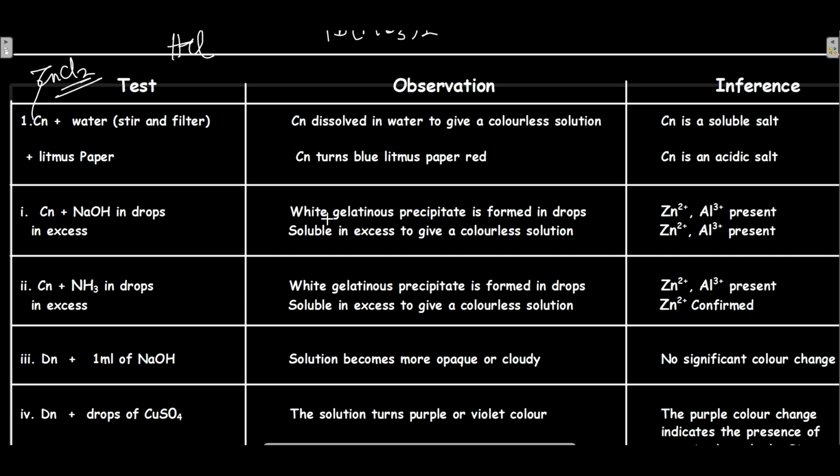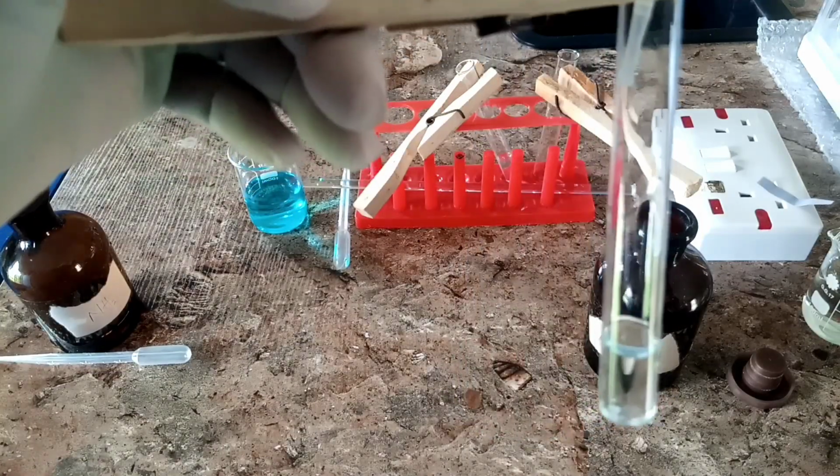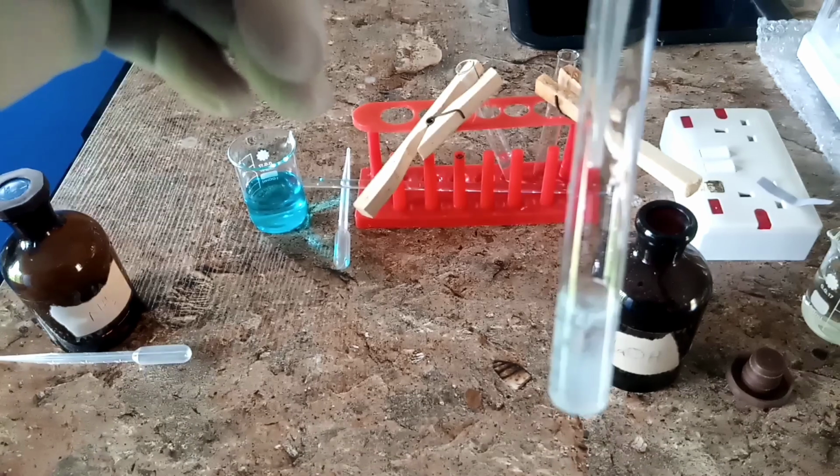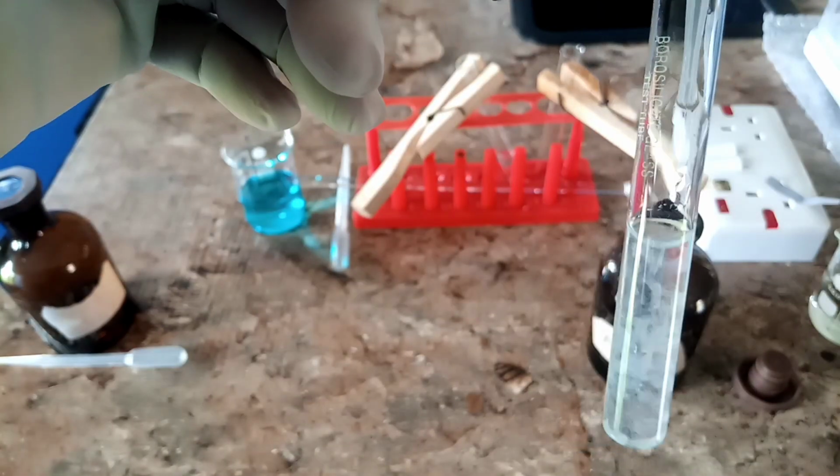CN plus sodium hydroxide in drops gives a white precipitate. The white precipitate is due to the formation of zinc hydroxide, and this tells you the presence of zinc 2 ion or aluminium. These are the two ions that can give you a white gelatinous precipitate. Then in excess, the precipitate will dissolve to give you zincate ion, which is a soluble ion. So this also tells you that zinc 2 ion or aluminium is present. For the first portion, we add sodium hydroxide in drops and have a white gelatinous precipitate formed, and in excess the precipitate dissolved to give a clear and colorless solution, as you can see.